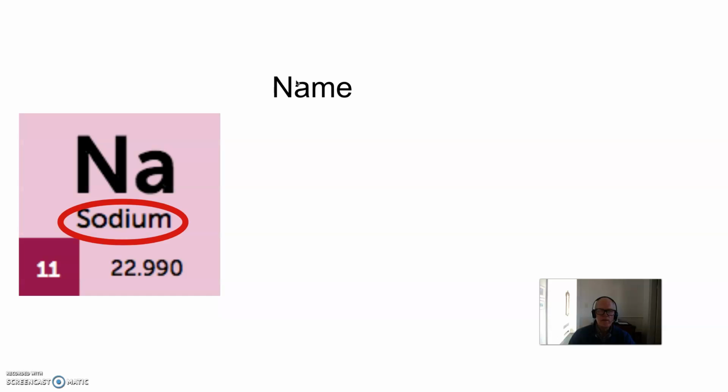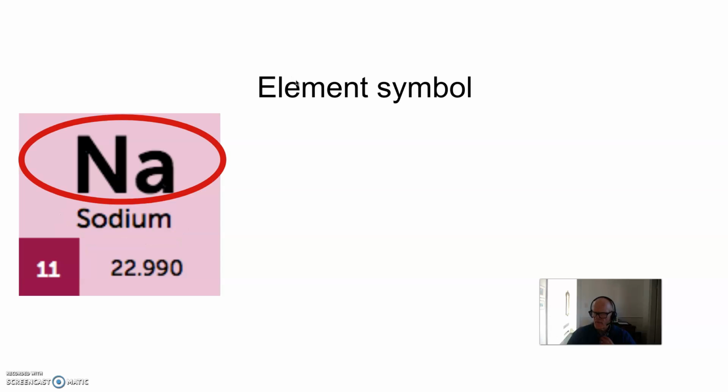So the first thing we want to be able to do is to recognize the name, and the name, of course, is a word, and that's almost always included on a periodic table. The elemental symbol is sort of an abbreviation for the element, and it gets used to write chemical formulas. Formulas would be very unwieldy if we had to use names.